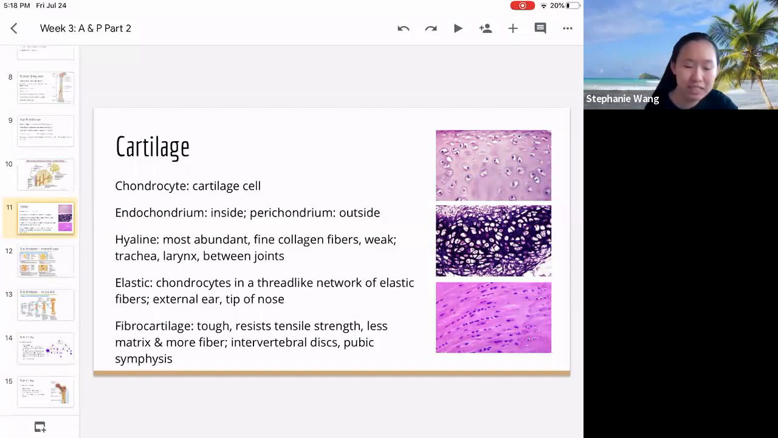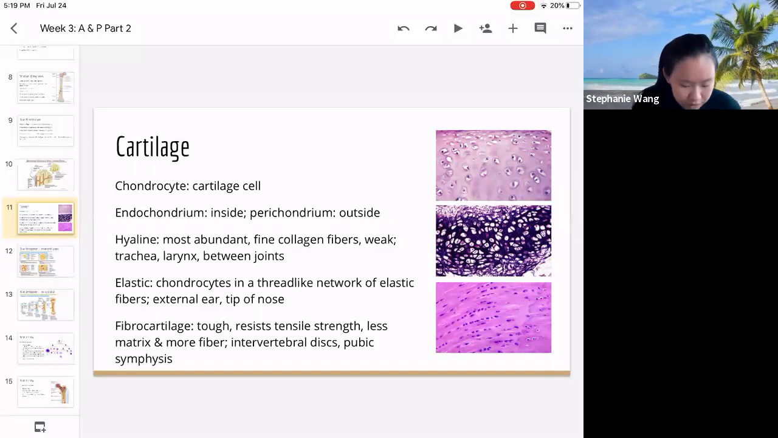Next, we'll talk about elastic cartilage. Elastic cartilage is mostly there to ensure structure. So, for example, your external ear, that's all elastic cartilage. The tip of your nose is elastic cartilage. It doesn't necessarily have much of a functional role, but it does help ensure that certain areas of your body are flexible.